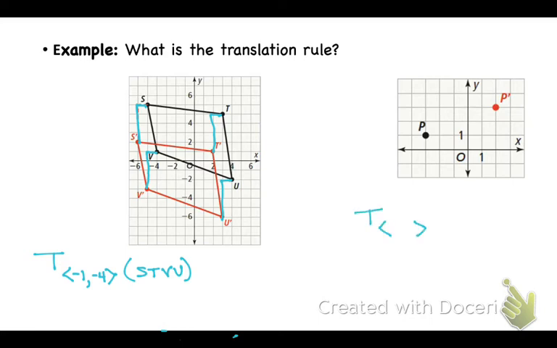Put down the easy spot. What are we doing? What are we moving? P. Just P. Remember, it's X, comma, Y. And you're moving from P to P prime because P prime means the image, correct? You're done? Kale is a master at translations.